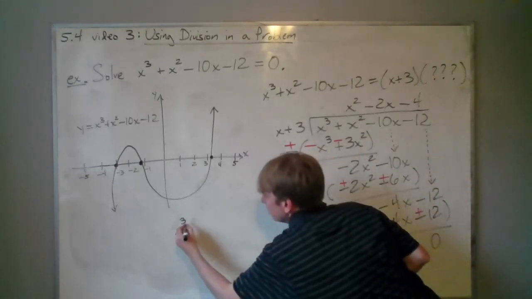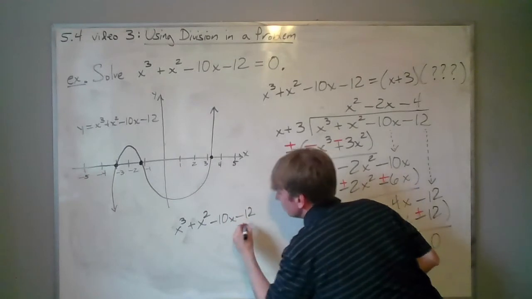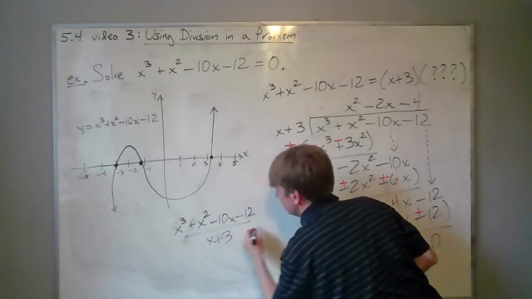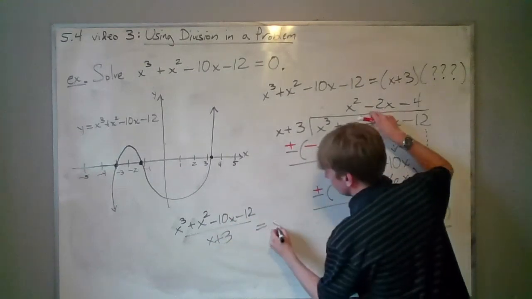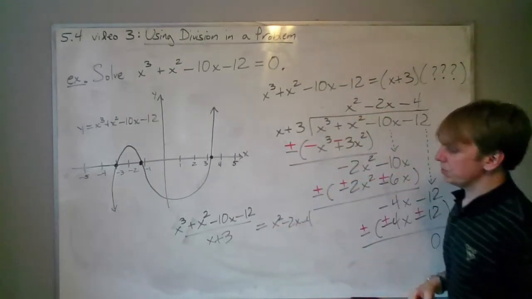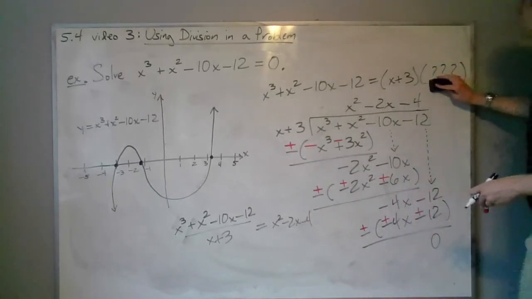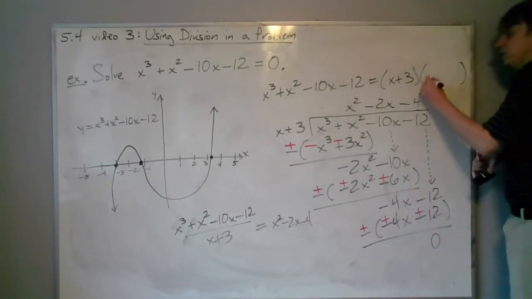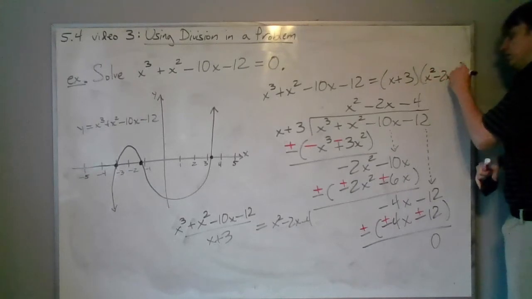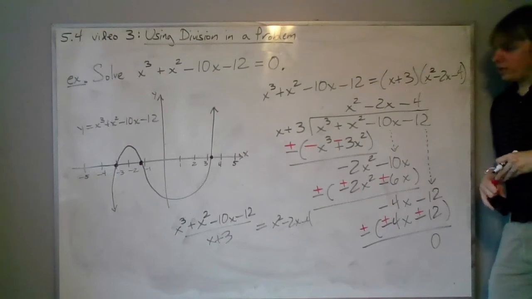X cubed plus x squared minus 10x minus 12 divided by x plus 3 is apparently just going to be equal to our quotient with no remainder at all. Which means if I multiply both sides by x plus 3, I get exactly this equation. Okay.